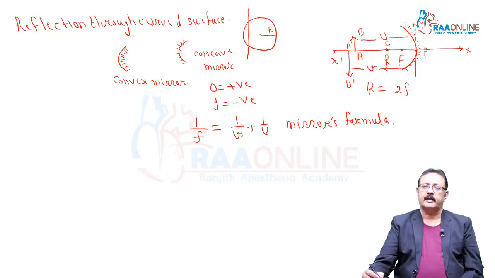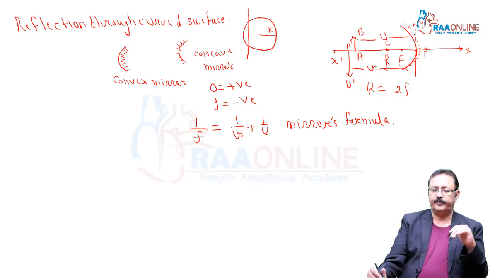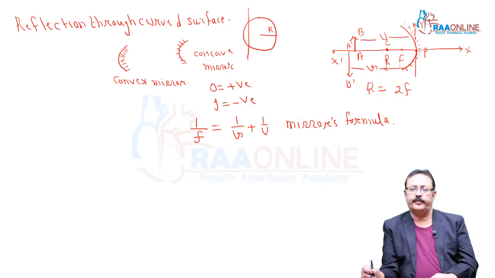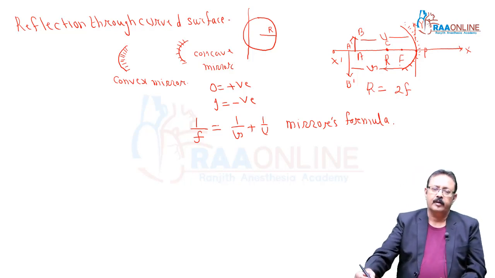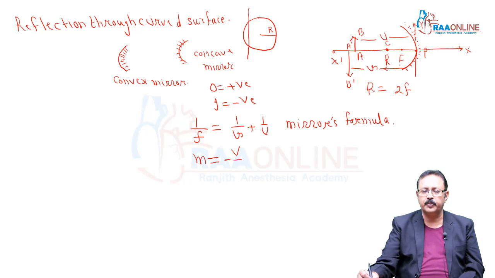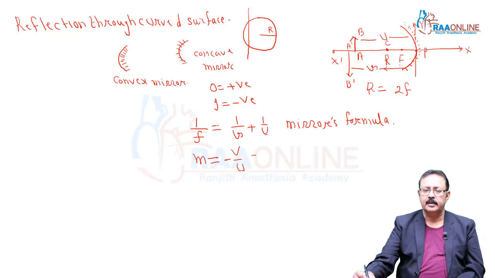If distances are on the left side of P on the x-axis, they should be taken negative. If they are on the right side of P, they should be positive. Lengths on the upper side of the x-axis are positive and on the down side of the x-axis are negative. And for magnification, for both mirrors, we have the formula M is equal to minus V by U. It is the formula for magnification, meaning length of image upon length of object.